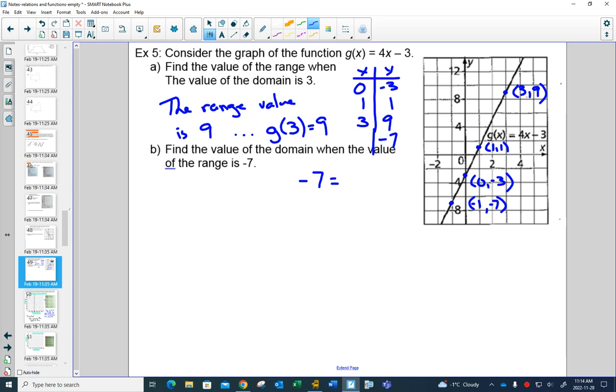If we did it in algebra, we would know that the y is -7. We would replace the g of x, because that's your y value, with -7, and we would have to solve for x. So if you're solving an equation, go back to solving equations. What do you do with like terms? You want to put them together, but they're on opposite sides of the equation. So first, I'd have to add 3 and add 3. That would give me -4 equals 4x. And then to get x by itself, divide both sides by 4. -4 divided by 4, and you get -1.